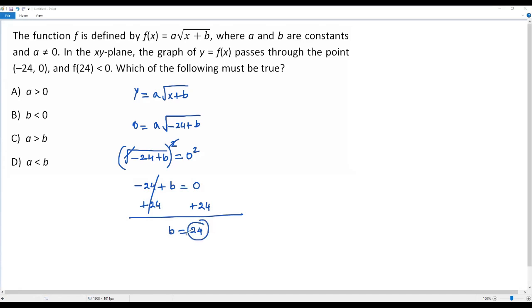Actually, I'm getting a positive value for b, that is b is greater than 0. But answer choice B says b is less than 0. So this one cannot be true, it's false because b is greater than 0. Let's reject answer choice B.